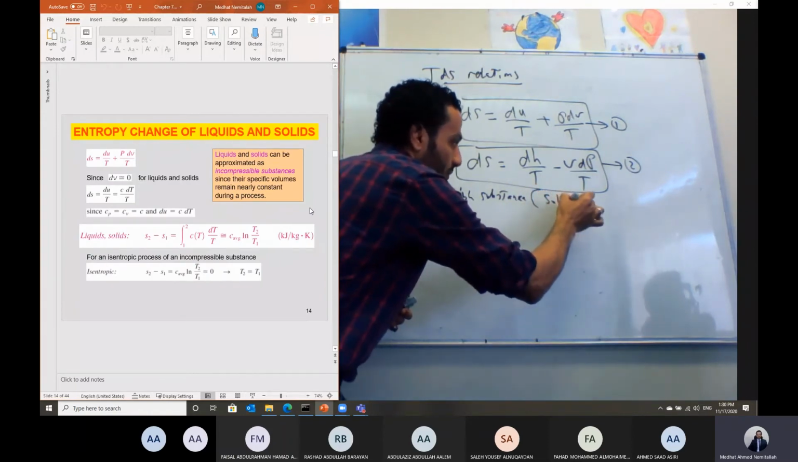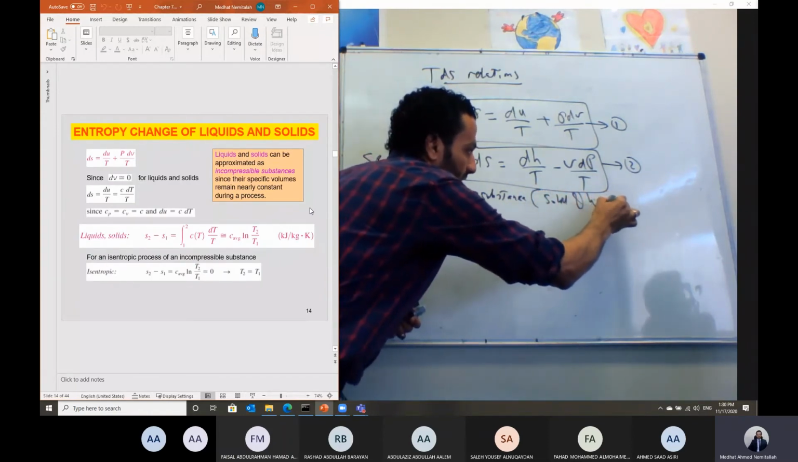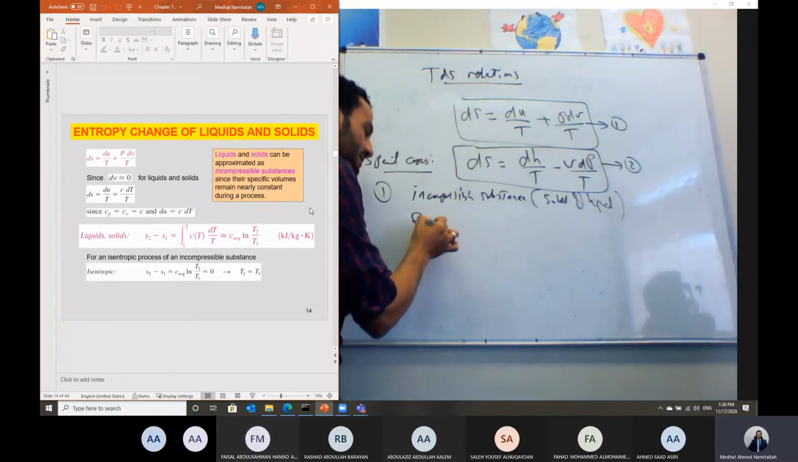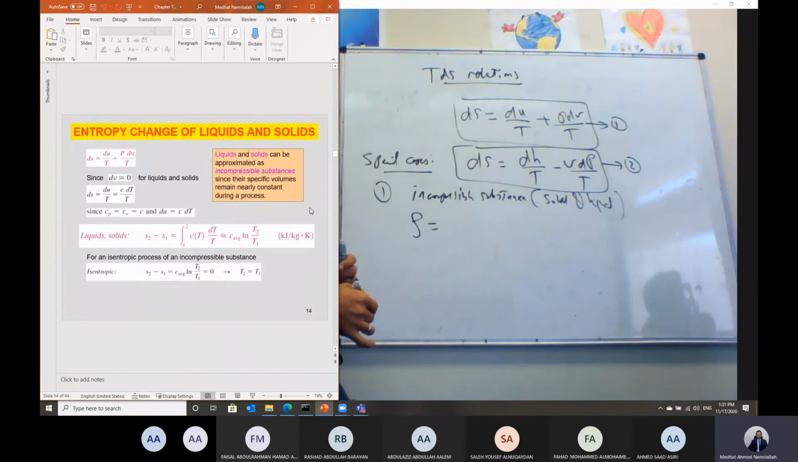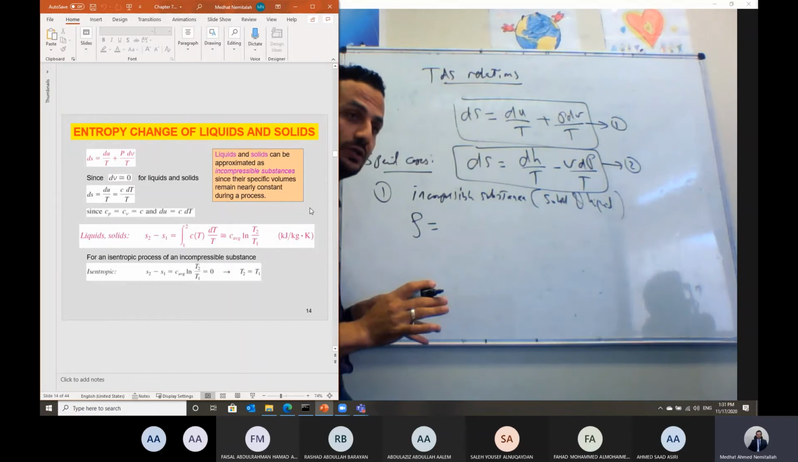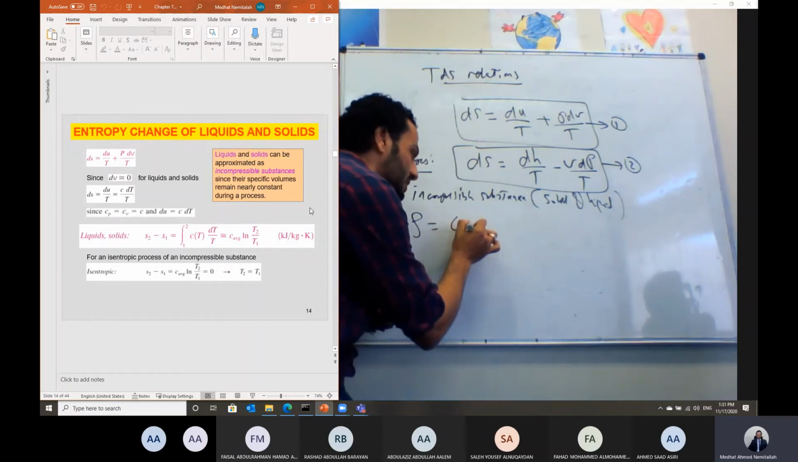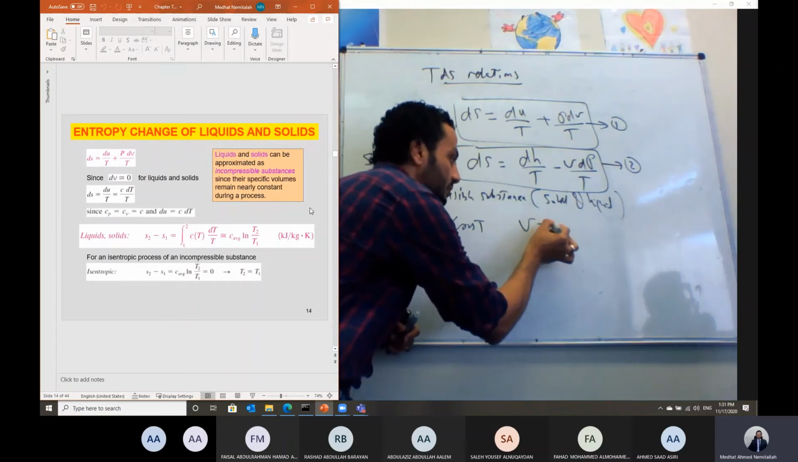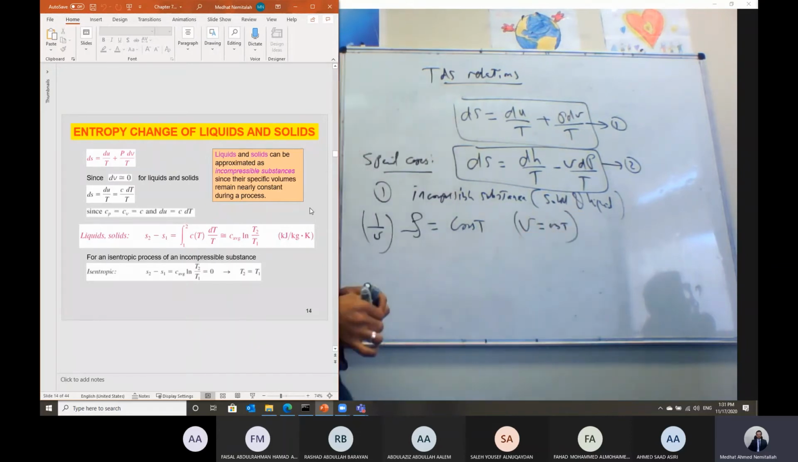In case we have a solid or a liquid substance, incompressible means the density is not affected by pressure. Because it is incompressible, either solid or liquid, the density, as we have said before, is constant in this case. And density by definition is 1 over the specific volume. So the specific volume remains constant when we have an incompressible substance.